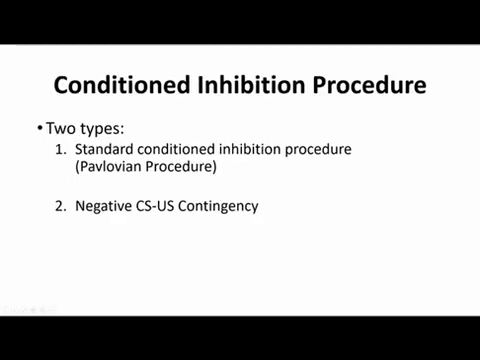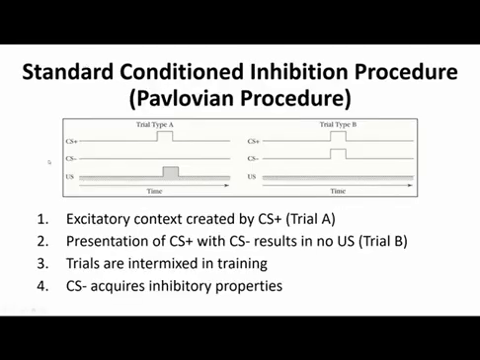So we can talk about two distinct types of conditioned inhibition procedures. The first is the standard conditioned inhibition procedure, or the Pavlovian procedure. That's a mouthful. And the second is our negative CS-US contingency. So let's look at our standard conditioned inhibition procedure, or our Pavlovian procedure. In this case, we're going to have a conditioned stimulus with a plus, indicating that it's an excitatory context. So our CS plus is creating this excitatory context. We're then going to have a CS minus, which will end up becoming an inhibitor later on. And then we have our unconditioned stimulus.